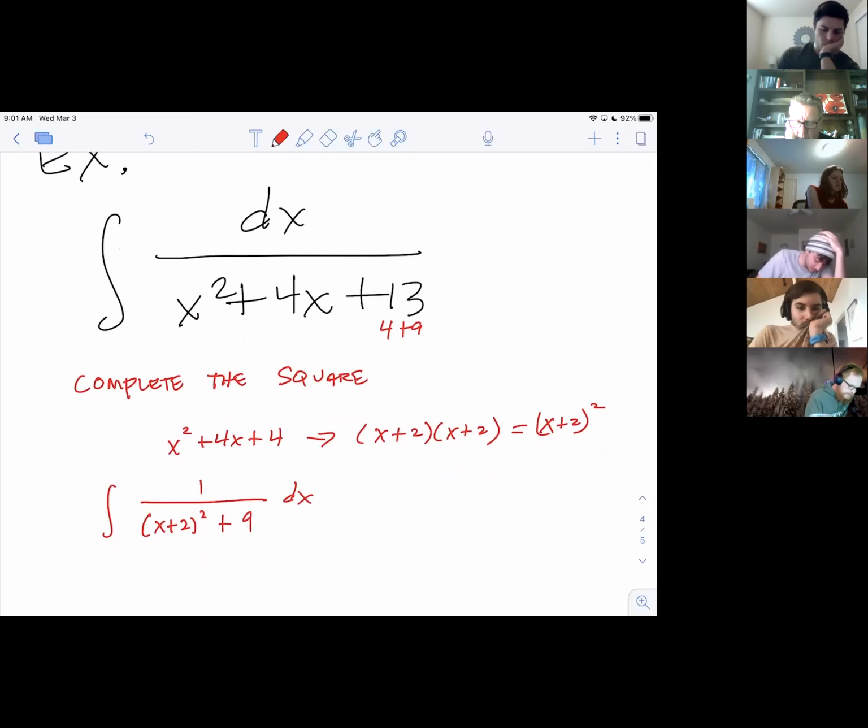Do you agree that cool little trick just made it look a little bit like the previous question? X plus 2 is now squared. In other words, it's kind of like not an x term. Could you just replace x plus 2 with u, and now you have u squared plus 9? And then doesn't this look really similar to what we just did a minute ago?